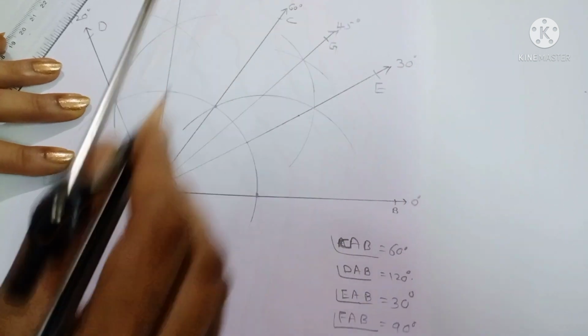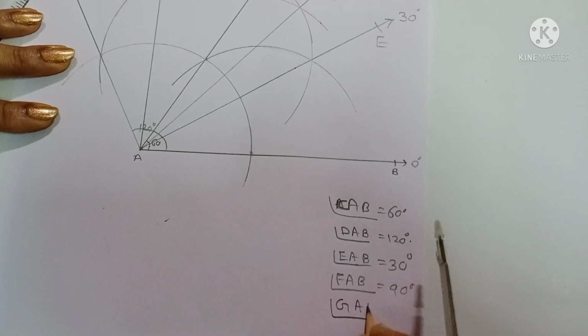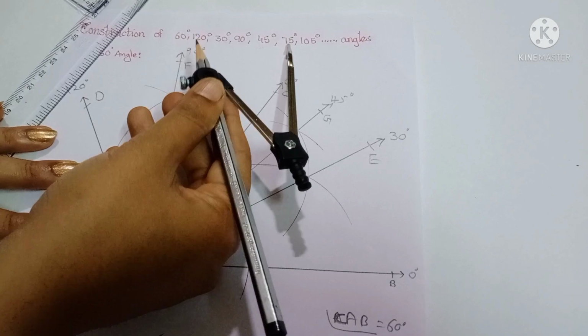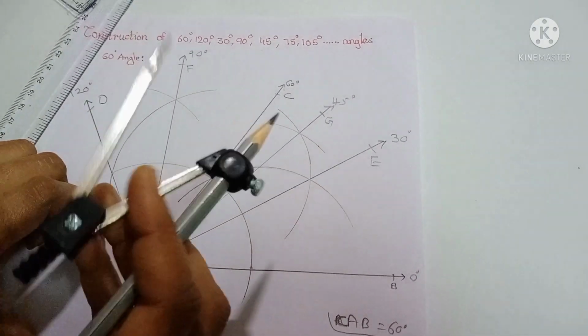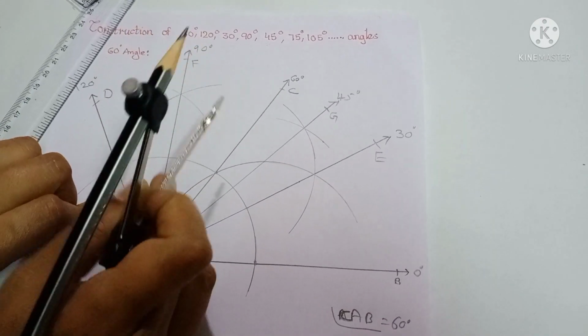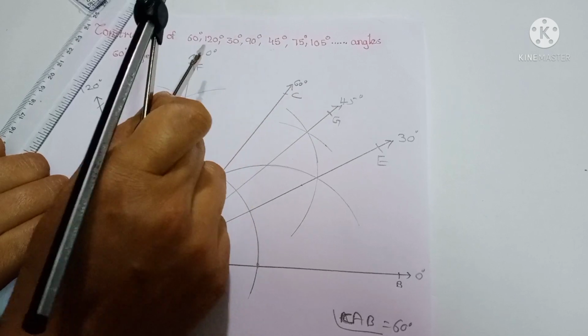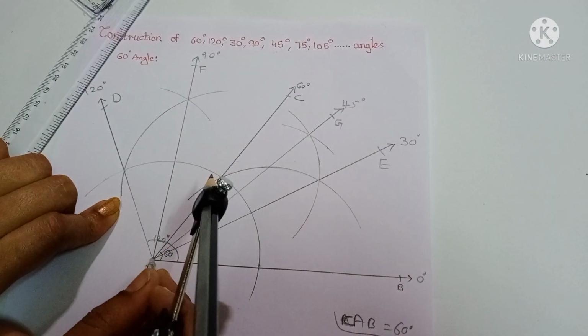Point, mark it G. GAB is equal to 45 degrees. Next, 75. Where is 75? Angle bisect of 60 and 90 is 75.